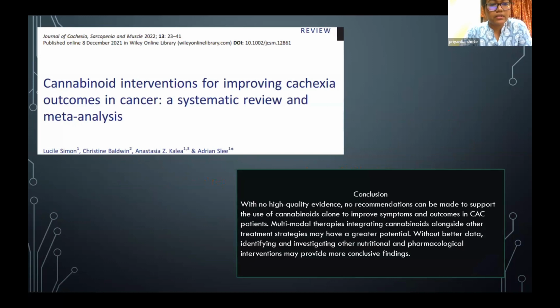Then there is a paper, a systematic review and meta-analysis, on cannabinoid interventions for improving cachexia outcomes in cancer. The conclusion is that with no high quality evidence, no recommendation can be made to support the use of cannabinoids alone to improve symptoms and outcomes in cancer cachexia patients. Multimodal therapies integrating cannabinoids alongside other treatment strategies may have greater potential. Without better data, investigating nutritional and pharmacological interventions together may provide more conclusive findings.